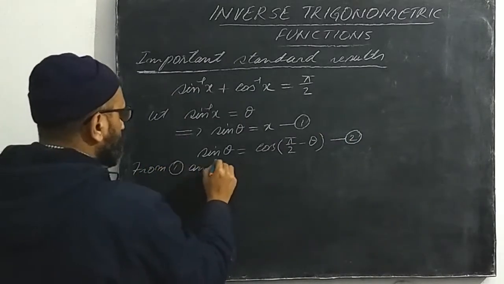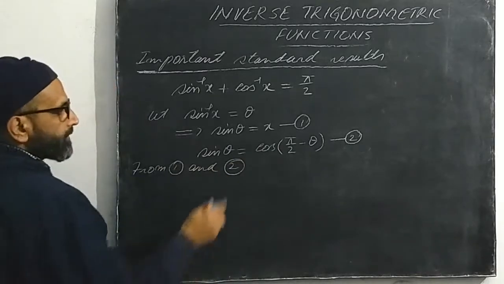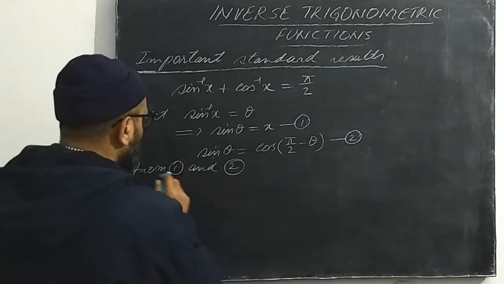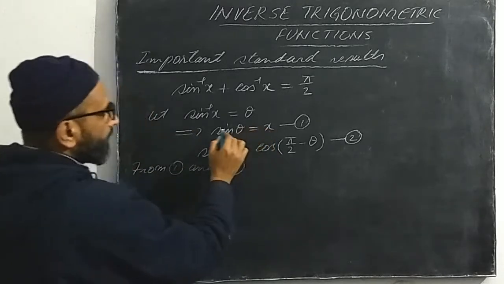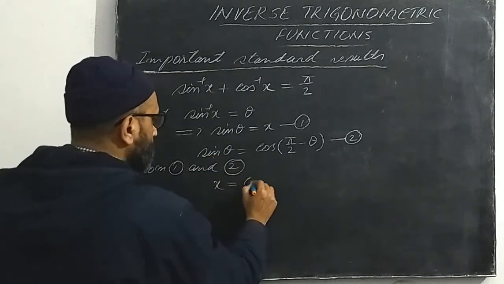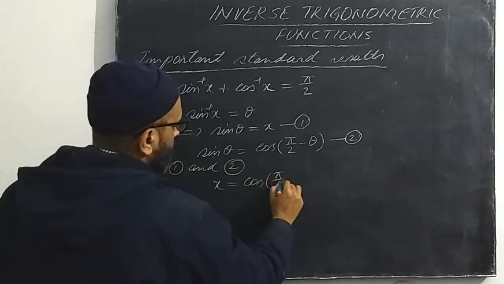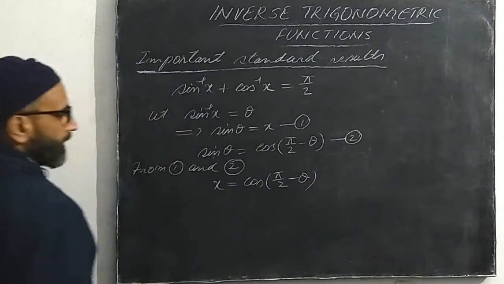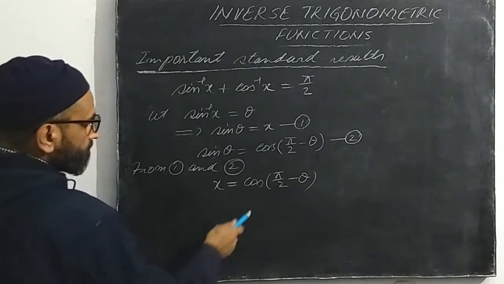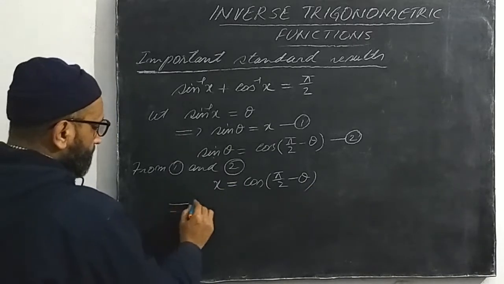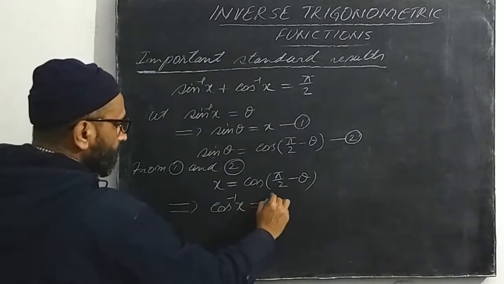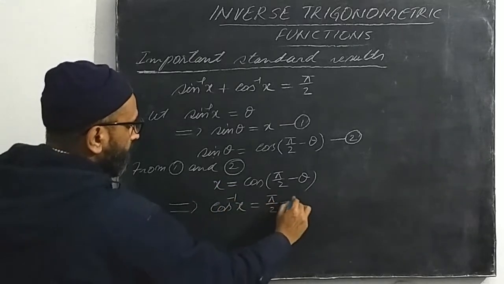From equation number 1 we are going to substitute the value of sine theta, x, in equation number 2. So we get x is equal to cos of pi by 2 minus theta. And by the inverse trigonometric concept, it implies that cos inverse x is equal to pi by 2 minus theta.